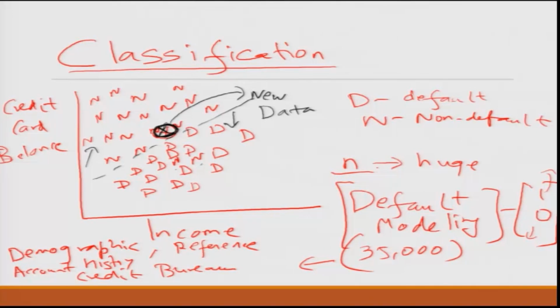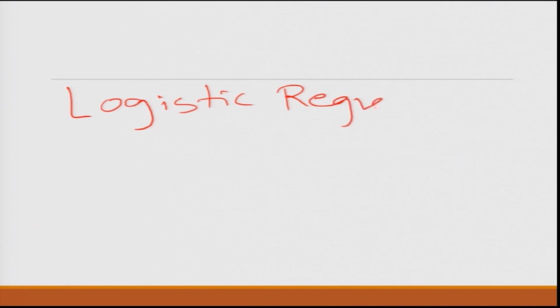Now, depending upon the n that you have, depending upon how cleanly separable the data is, depending upon a lot of things, there are different types of methods which are used for classification. In the banking sector, one of the popular ones is logistic regression, and we will talk about it in detail. Then there is k nearest neighbors.